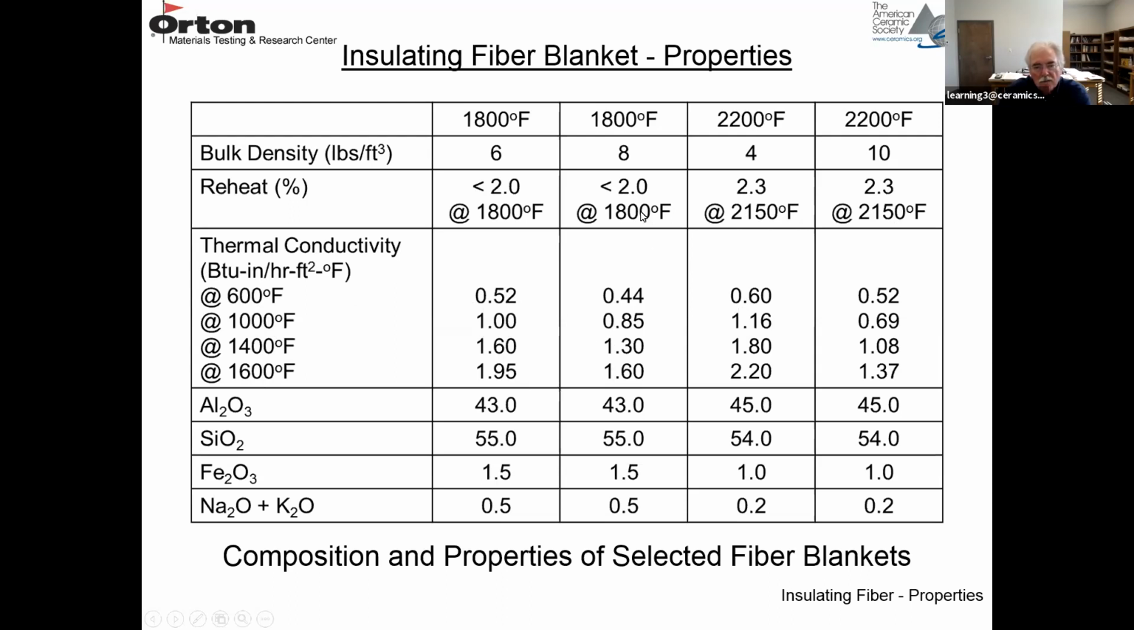And if you look at these, the denser material, same composition. You can see the compositions are identical. They're just formed to 2 different densities, a 6 and an 8 and a 4 and a 10. If you look at the 8 compared to the 6, it's denser, but the conductivity is lower at all temperatures. And the same here, it's a denser material and a lower conductivity. And that's because we're creating smaller pore diameters or effective pores between the fibers that are in these modules.